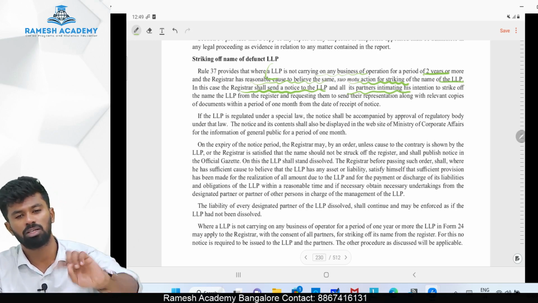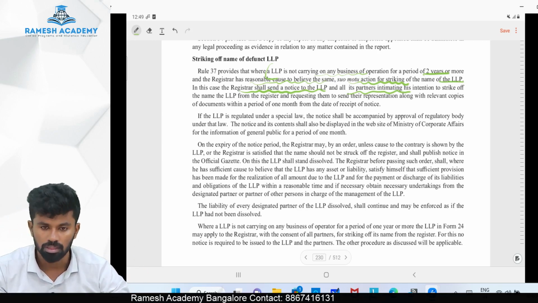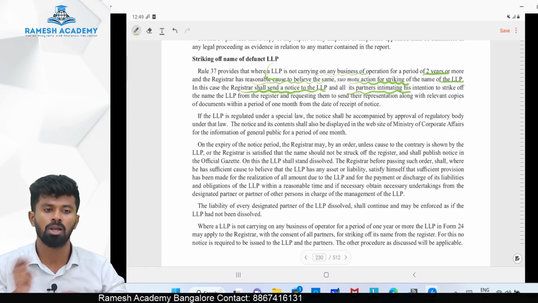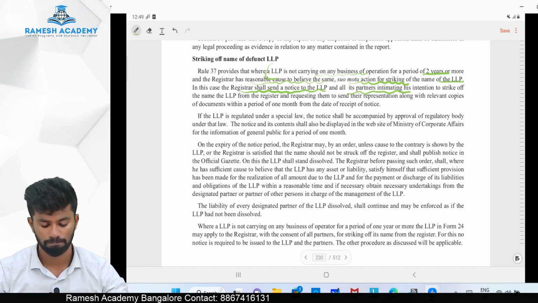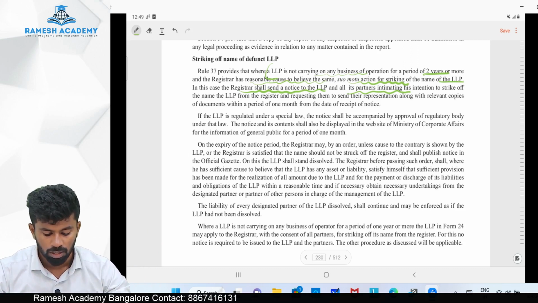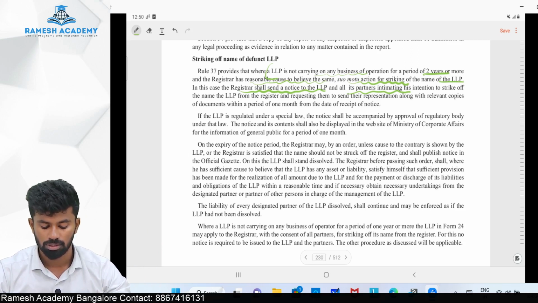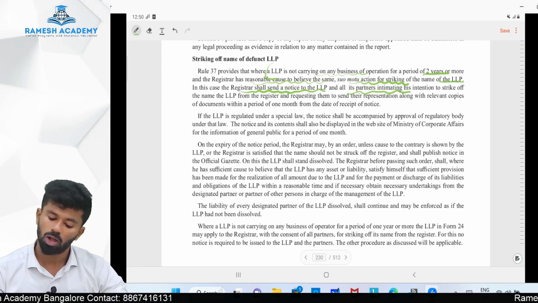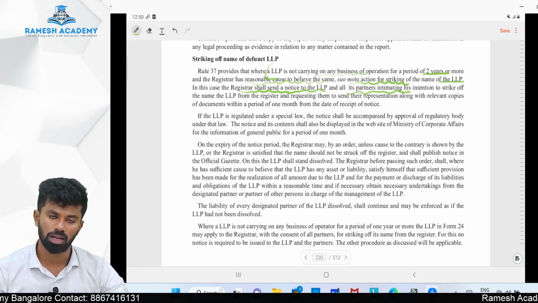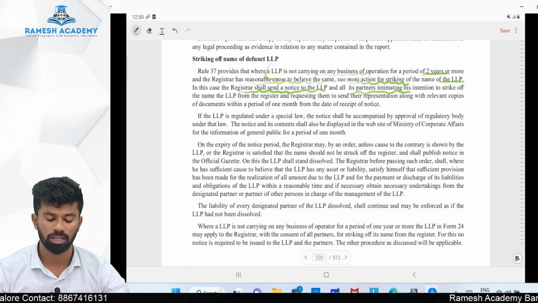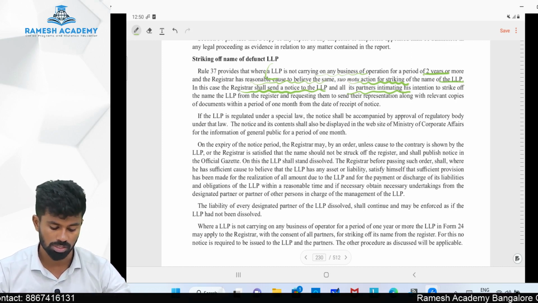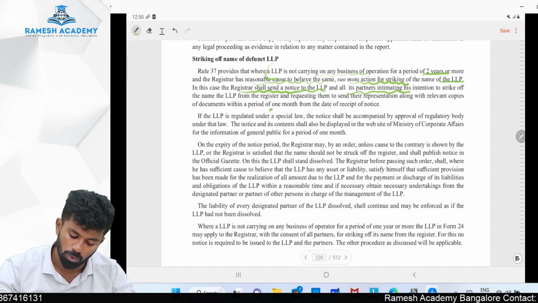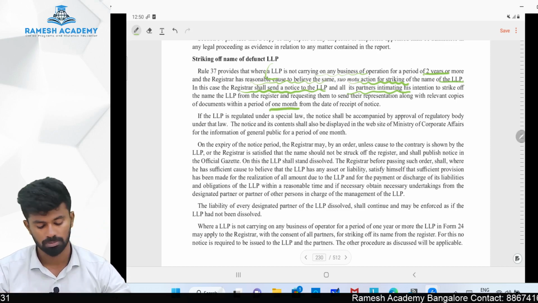So RO will send notice to whom? To the partners, saying that because you are not carrying on any business, we are going to strike off. And send their representation along with the relevant copies. If the LLP doesn't want to be struck off, they can make a representation to the registrar within a period of how many months? 1 month from the date of receipt of notice.